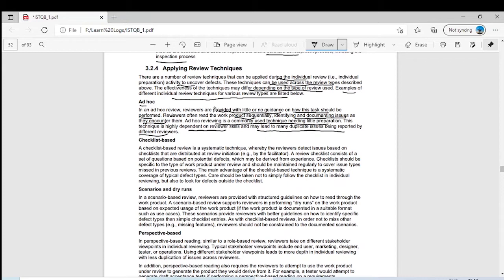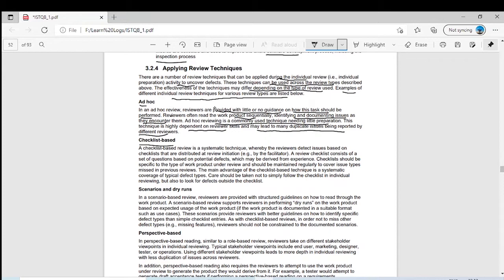The next one is checklist based. As the name suggests, you will be provided with a checklist. If you remember, in the review process we discussed five steps: planning, then initiate review, then individual preparation, then issue communication and analysis, and then fixing and reporting. The second one was initiate review, in which normally a moderator or facilitator provides the work product to all the reviewers, through email or maybe physically, so that they can read the checklist and the work products. So normally a checklist is a systematic technique, you can say.